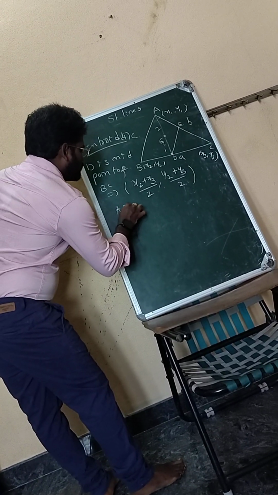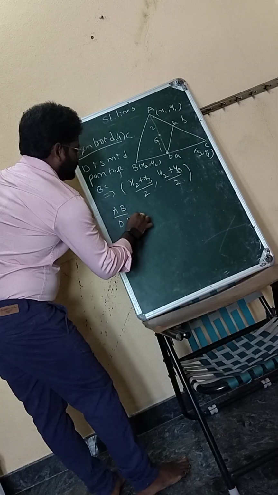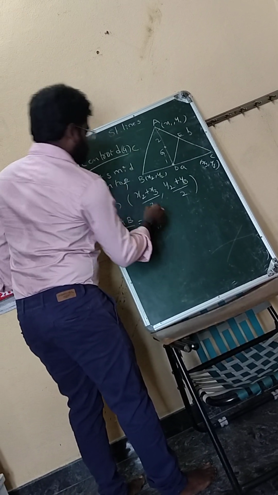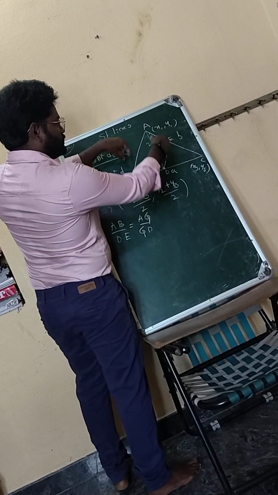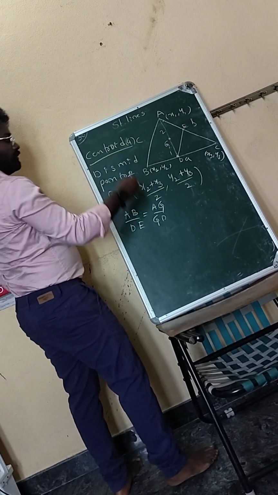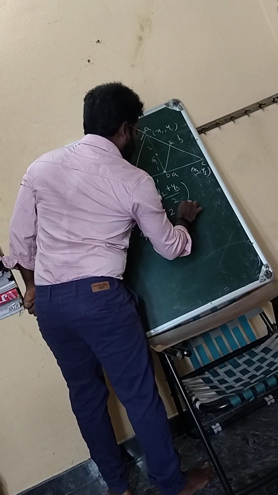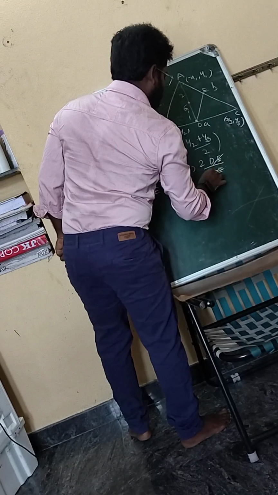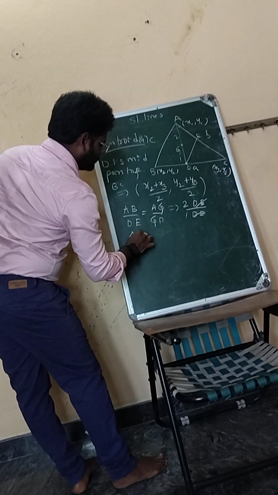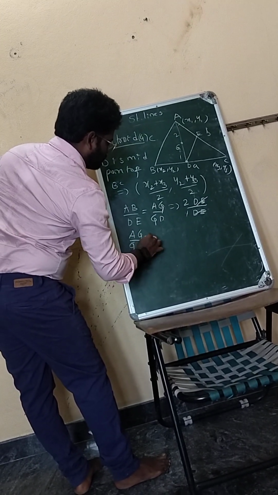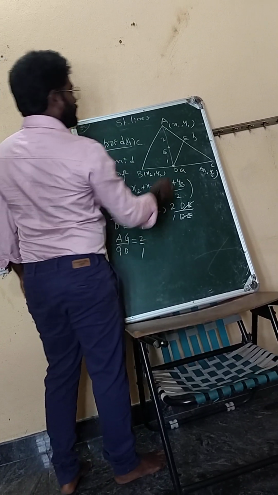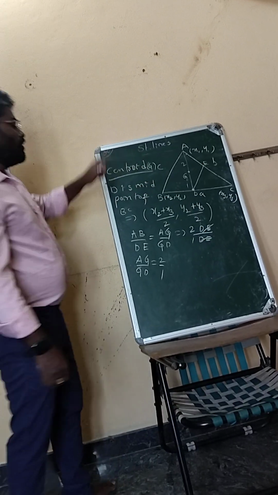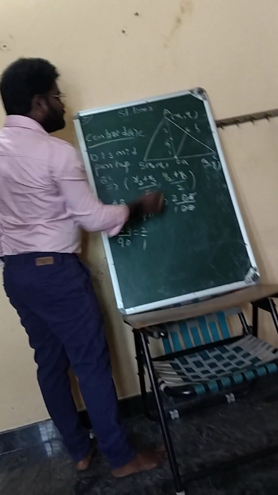Small condition. AB by DE equals AG by GD. Once you observe that these two lines are parallel, okay. But D is the midpoint, so AB equals 2DE. DE cancels. And the final answer: AG by GD equals 2:1 ratio. And this divides in the 2:1 ratio, the centroid dividing ratio is 2:1. Clear cut.